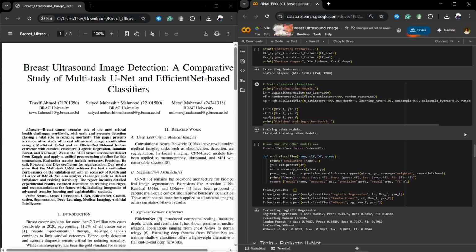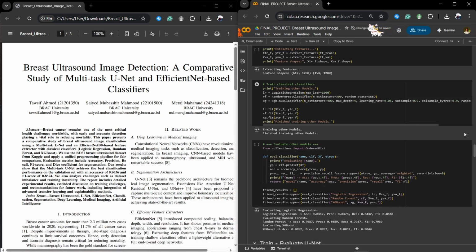Hello, sir. My name is Tausif Ahmed, and as you all know, we are presenting on breast ultrasound image detection, a comparative study of multitask UNet and EfficientNet-based classifiers. My primary responsibility in this project was designing and implementing the multitask UNet and then integrating results from both pipelines for comparative analysis.